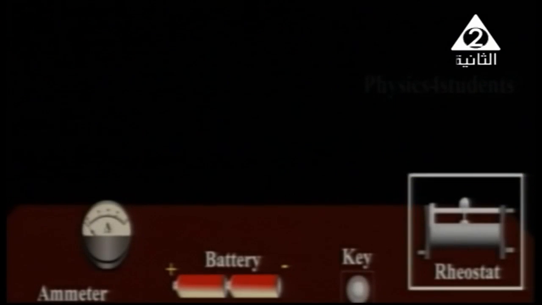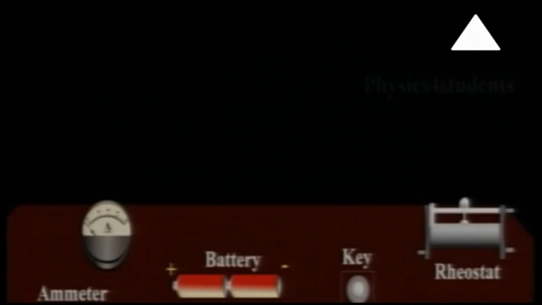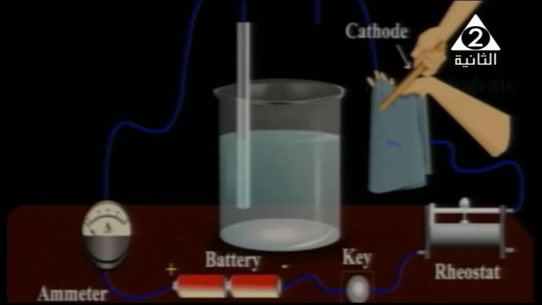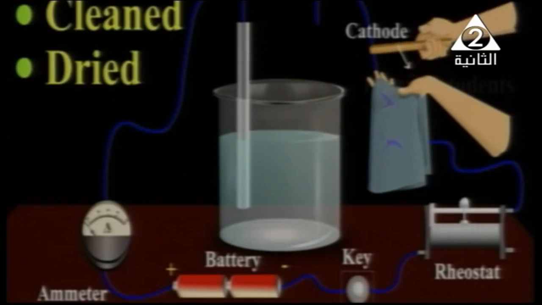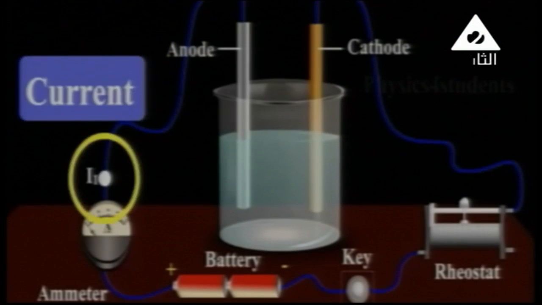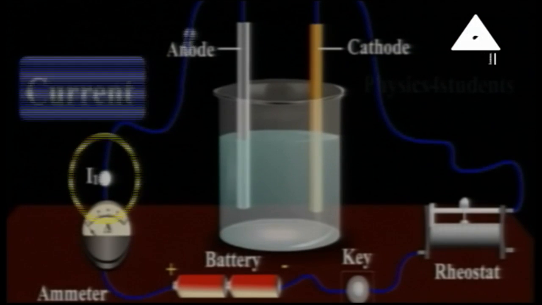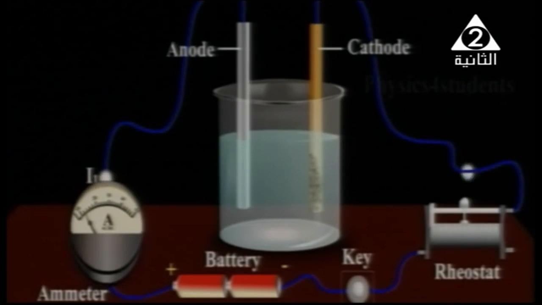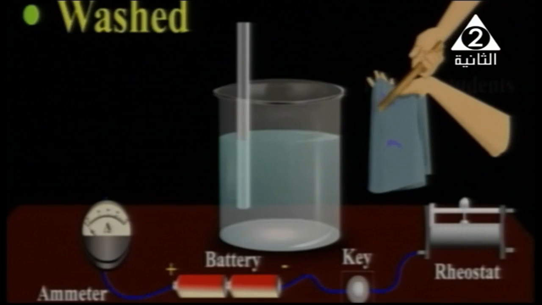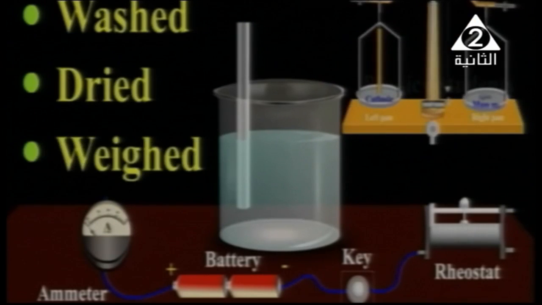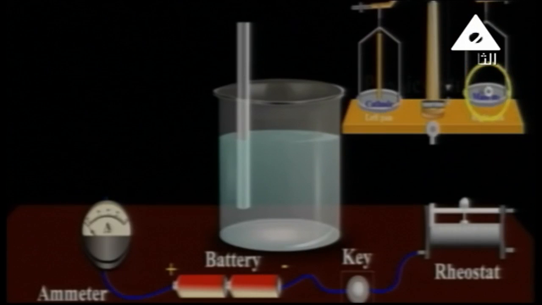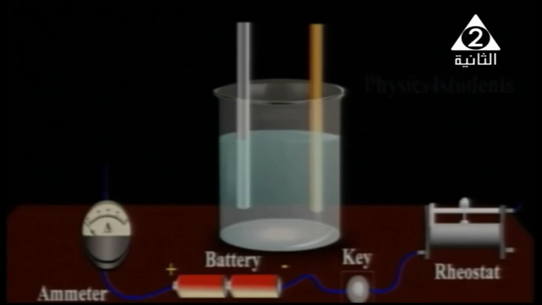The apparatus: battery, rheostat, key, and ammeter to measure the intensity of the electric current. First, you must clean the cathode, dry it, and weigh it. Connect the simple electric circuit and calculate the amount of electricity and the amount of material liberated at the cathode.